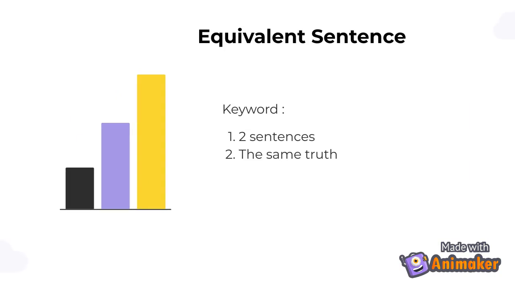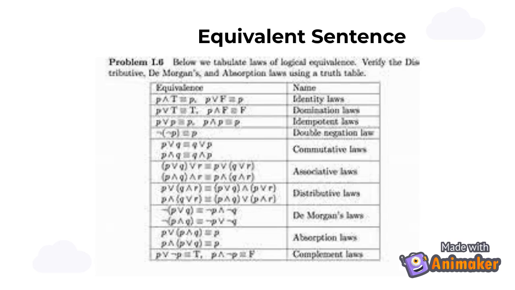Well, now we are going to talk about equivalent. Sentences are equivalent only if both of them have the same truth value. Remember, it has a strict requirement. Only if both sentences share the same truth value are they called equivalent sentences. While we are talking about equivalent, there are some laws of equivalence. It's called the law of equivalent. I'll show you the table so that you can learn it further.